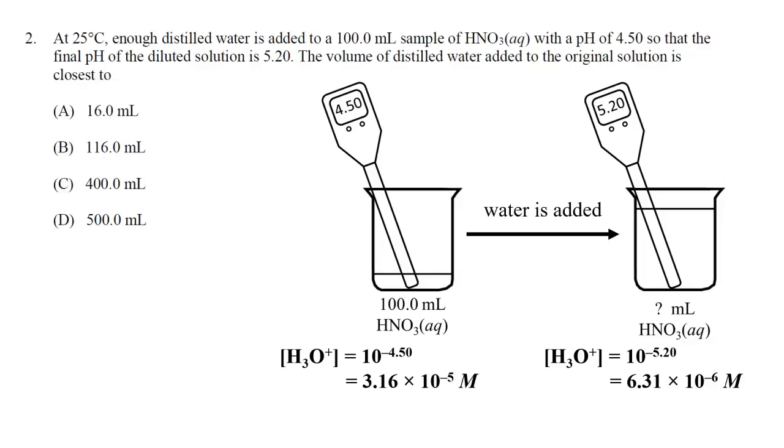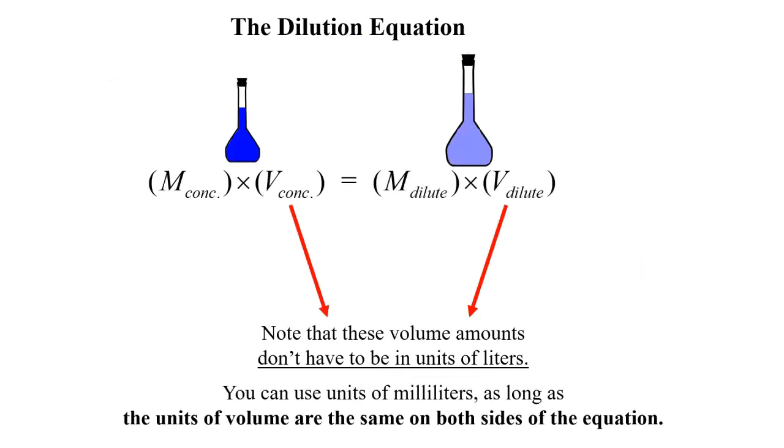So we know the initial concentration of hydronium. We know the final concentration of the hydronium ion. We know initially the volume was 100 milliliters. So all we need to know is what's the final volume of the diluted solution. So I will call your attention to something that I had mentioned back in Unit 3. This is the dilution equation. Molarity times volume of the concentrated solution is equal to molarity times volume of the diluted solution.